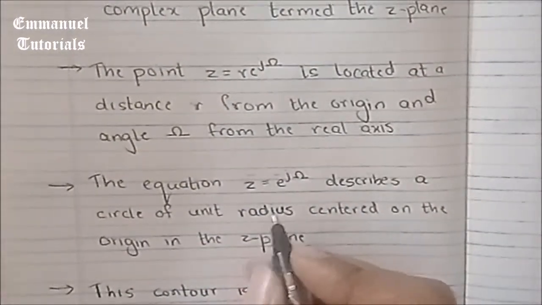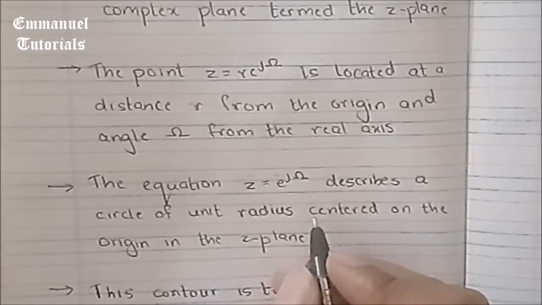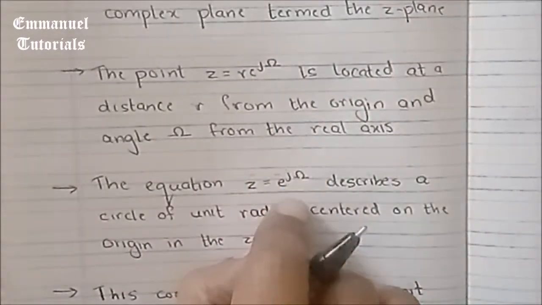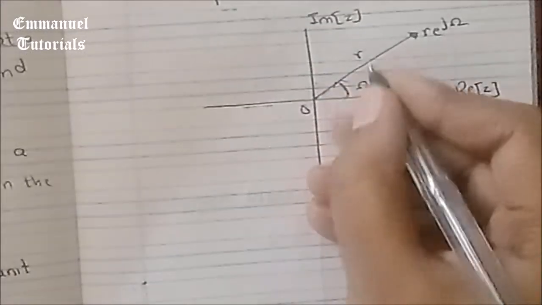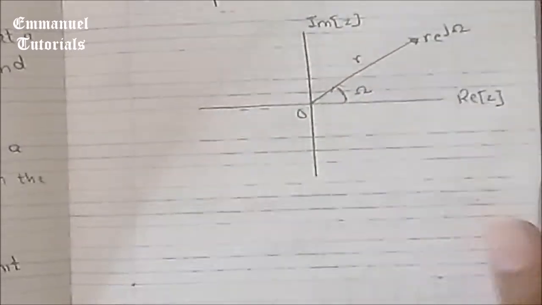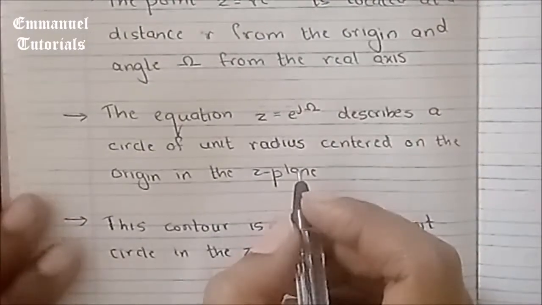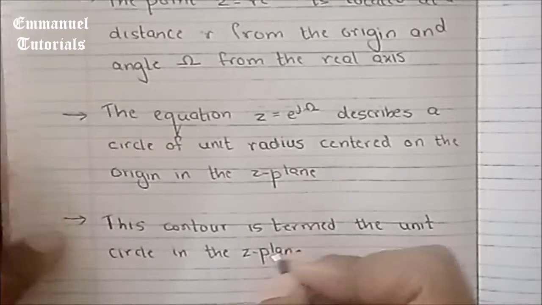The equation Z equal to e raised to j omega describes a circle of unit radius centered on the origin in the Z plane. So if you substitute R equal to 1, can you say that it is a circle with unit radius? So this will be 1. So it is a circle with radius 1. So it will depict a circle with radius 1. This contour is termed as the unit circle in the Z plane.